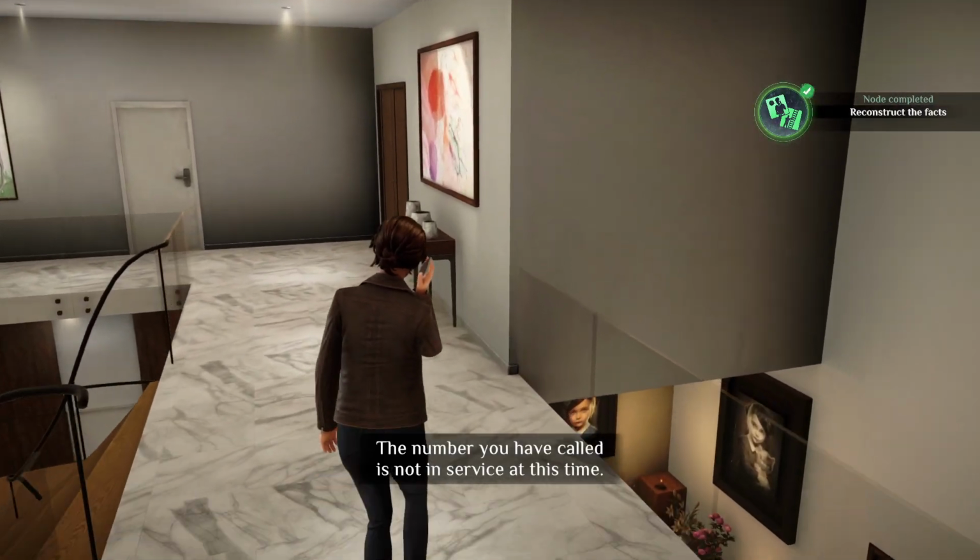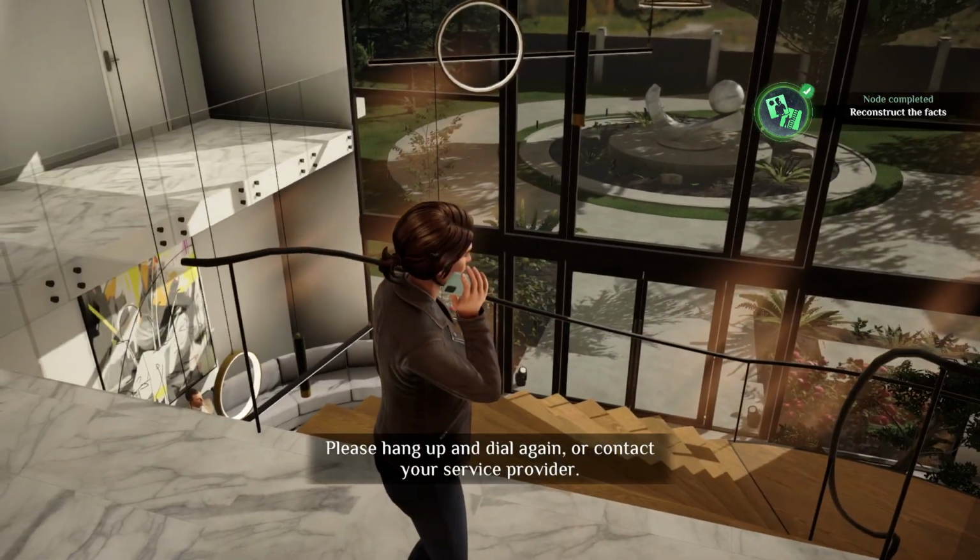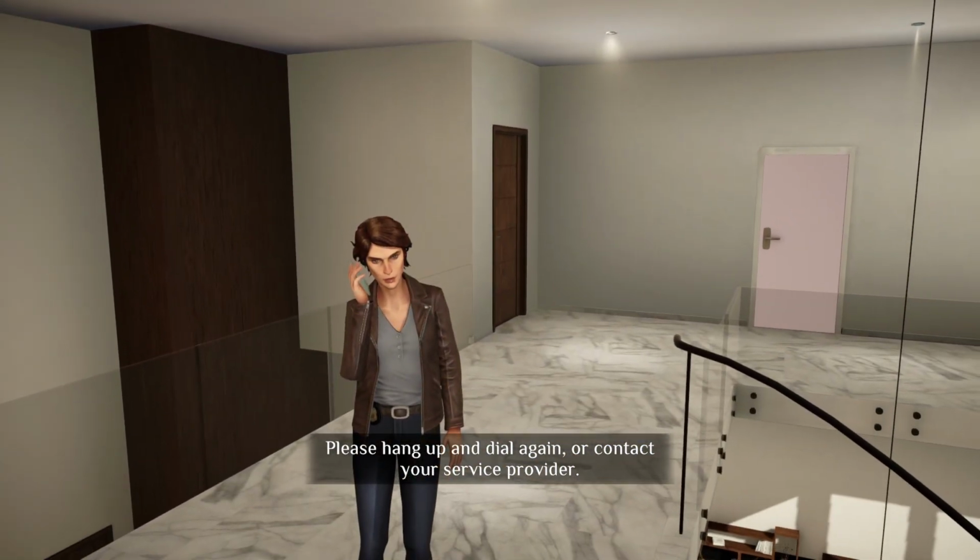The number you have called is not in service at this time. Please hang up and dial again, or contact your service provider.